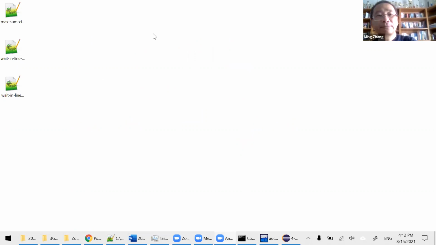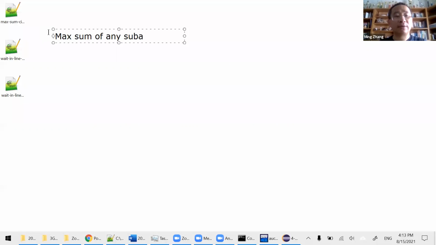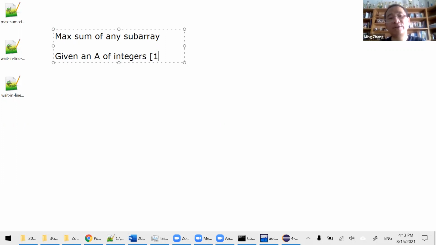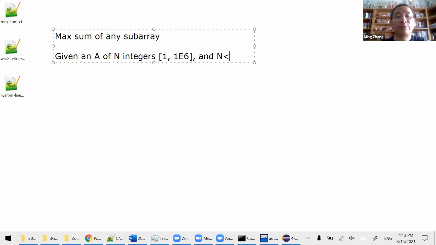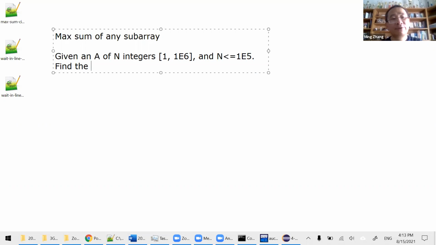This one actually is well known. That is the max sum of any subarray. So what does this mean? Given an array A of n integers, you can say all of them are in the range, say, from 1 to 1,000,000. N should be less than, or you could say, 10⁵. Now find out the max sum of any subarray of A.